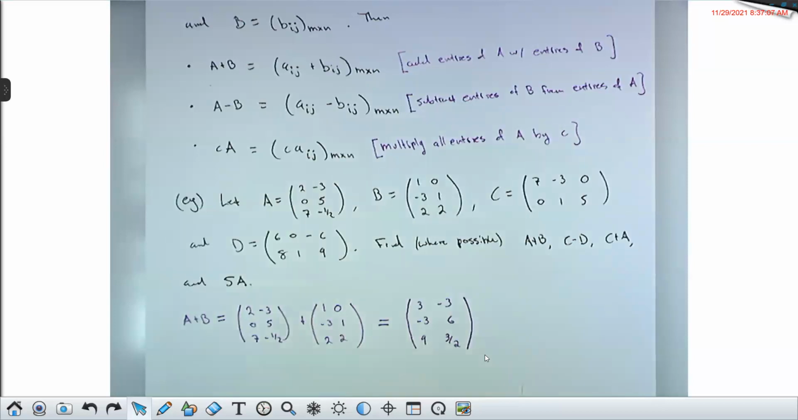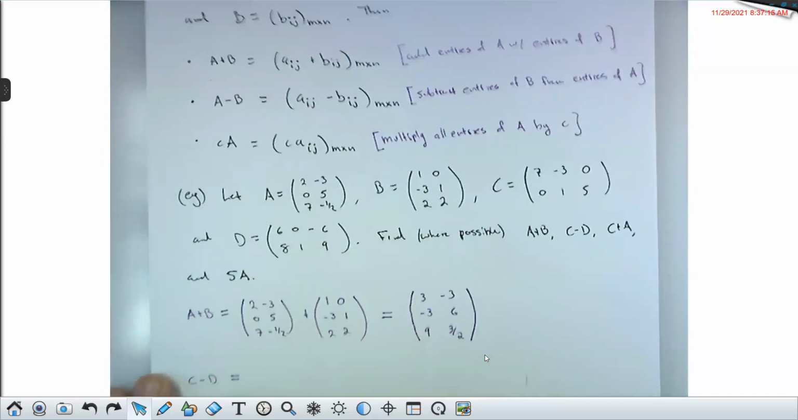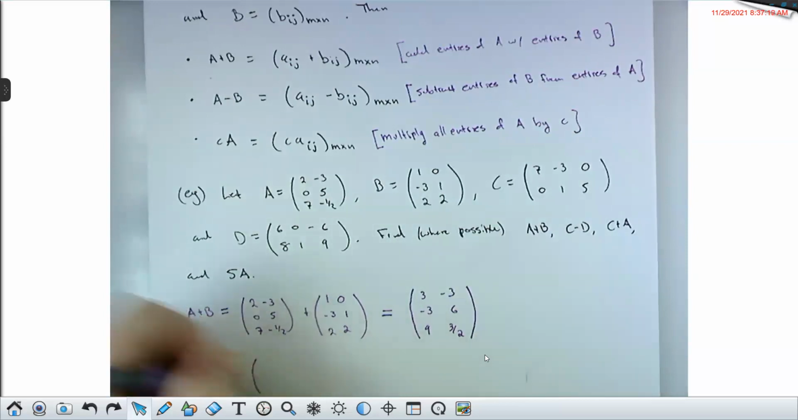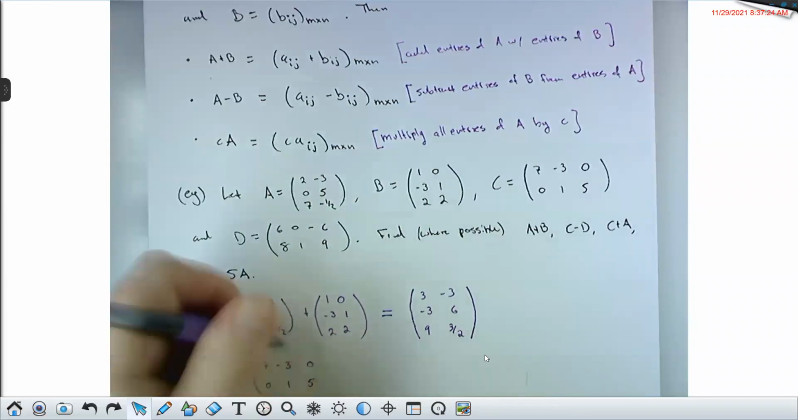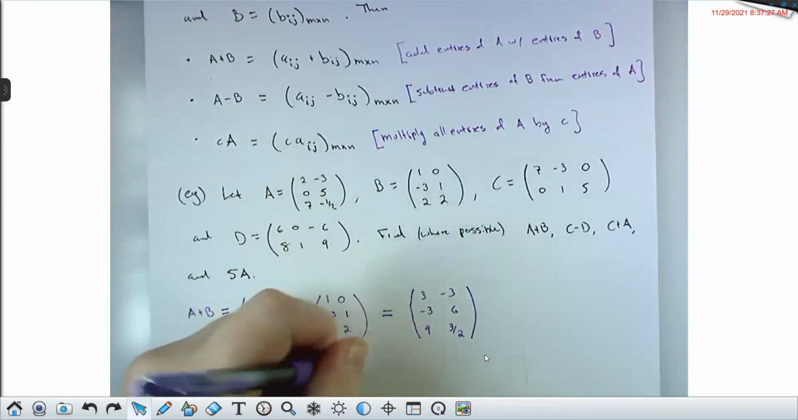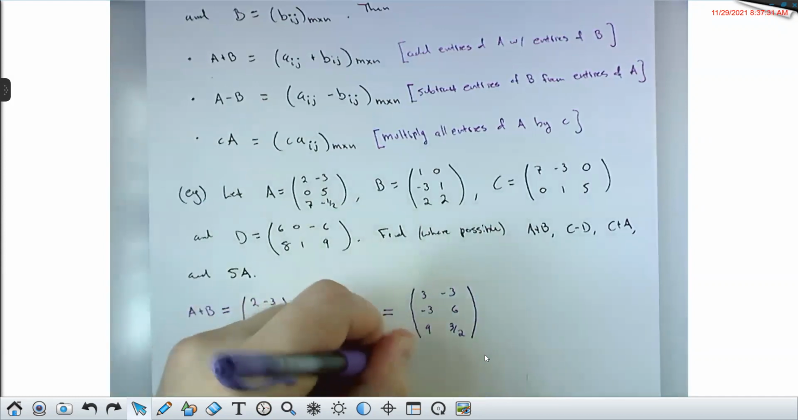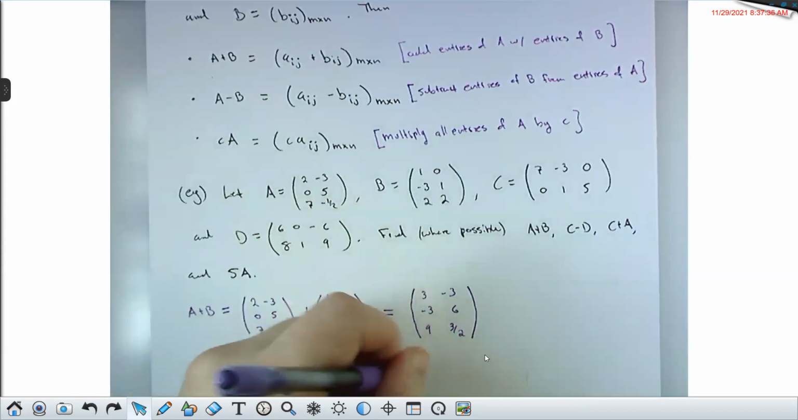Okay. How about C minus D? Well, here's the matrix C and here's the matrix D. You just write them down. That's 7, -3, 0, 0, 1, 5. Minus D, which is 6, 0, -6, and then 8, 1, 9.